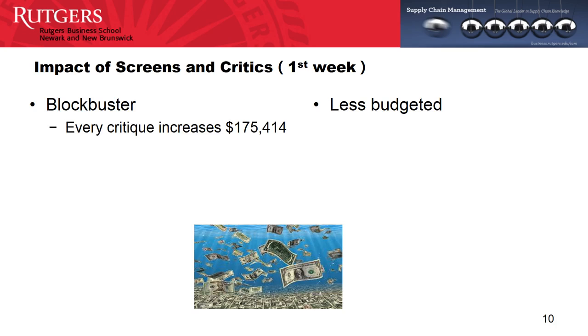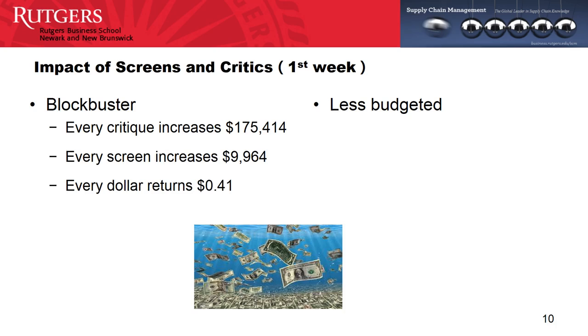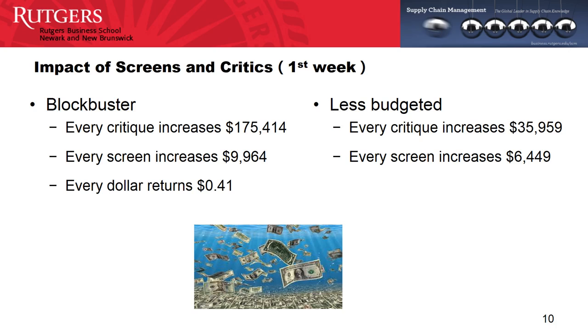For blockbuster movies, every critic increases the box office by about $175,000 on average, every screen by nearly $10,000. And for every dollar of investment, the return from the first week box office is 41 cents. For less budgeted movies, the dollar value is much smaller. For example, every critic increased the box office by about $36,000, every screen by $6,000. But if the movie is released in the summer, then the first week box office will increase by $4.6 million on average relative to a release schedule in spring and fall.